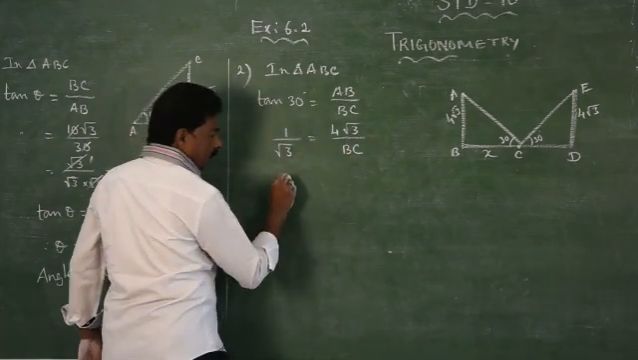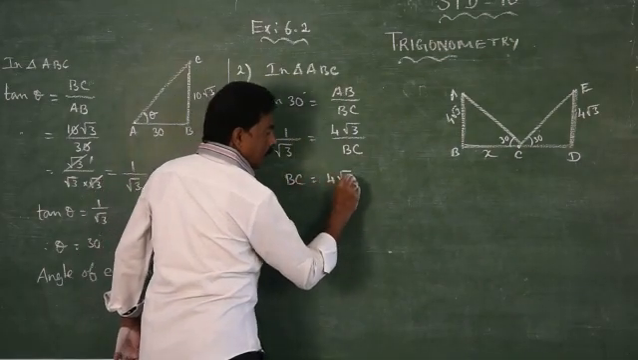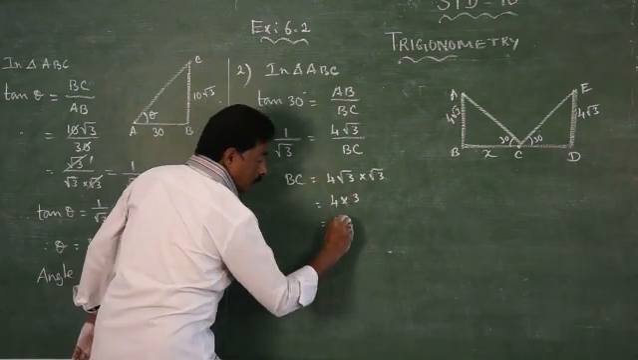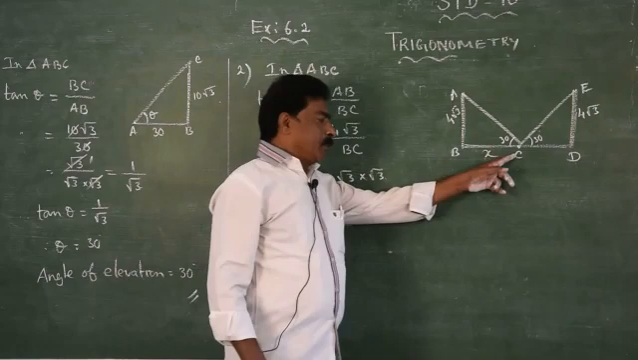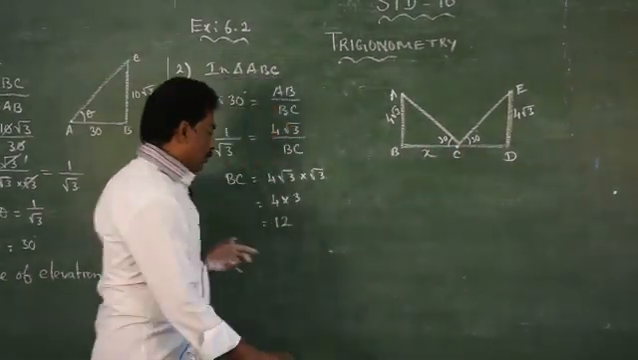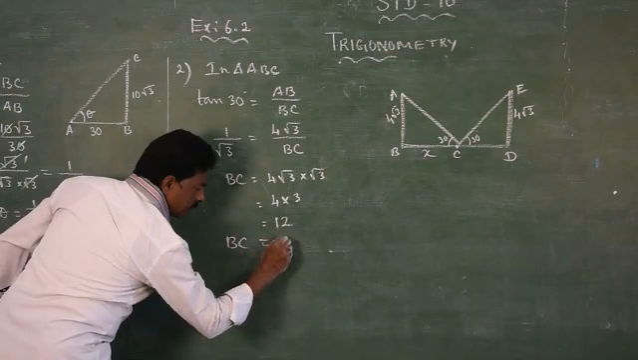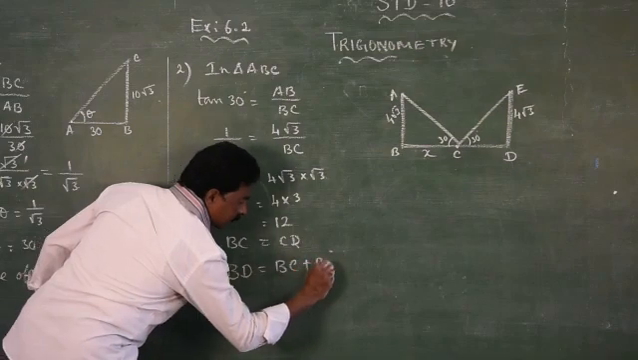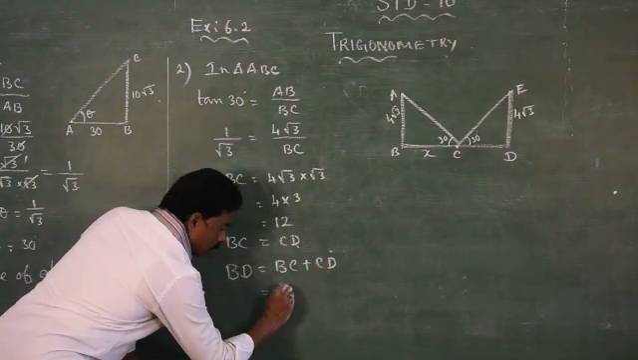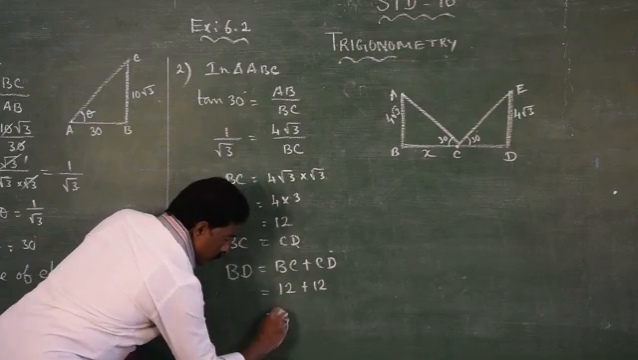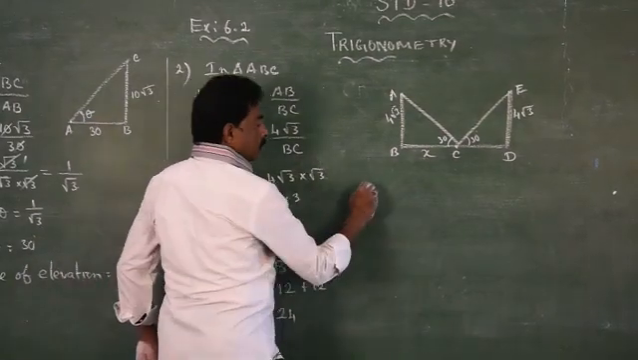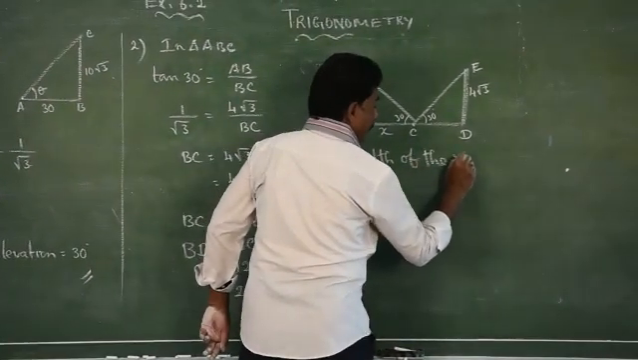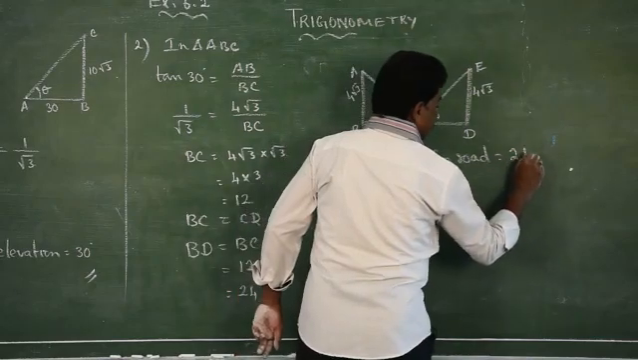So therefore, when we cross multiply, BC is equal to 4 root 3 into root 3. So that is 4 root 3 into root 3, which is 3. That is 12. And already I told you C is the midpoint. So BC and CD are equal. Therefore, what is BD? BD equals BC plus CD. BC we already found 12. CD is 12. Therefore, 24. What is the width of the road? Therefore, the width of the road is 24 meters.